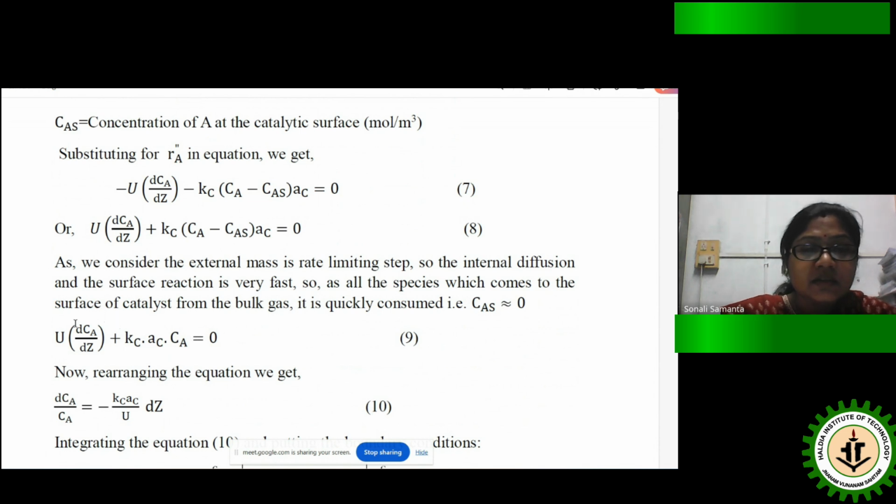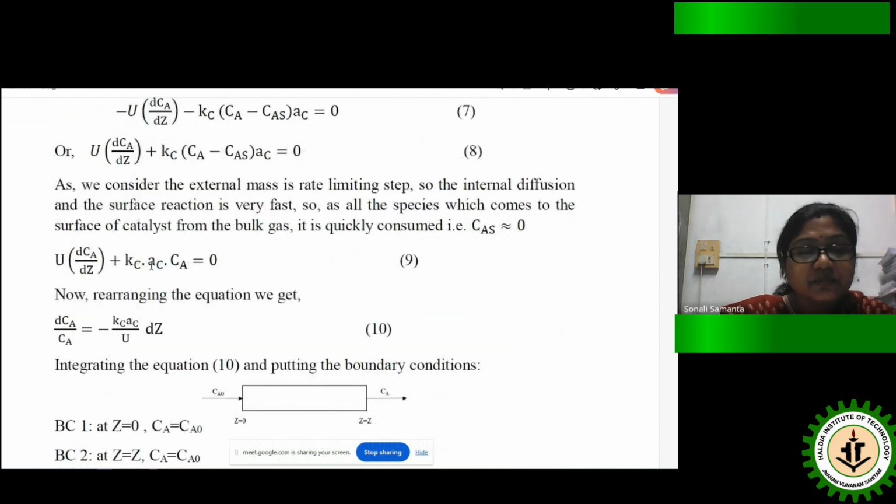This is the reduction of the mole balance equation, in terms of concentration, superficial velocity, and the length of the pipe. If you rearrange the equation, it will come as dCA by CA equals minus Kc Ac by U into dz.